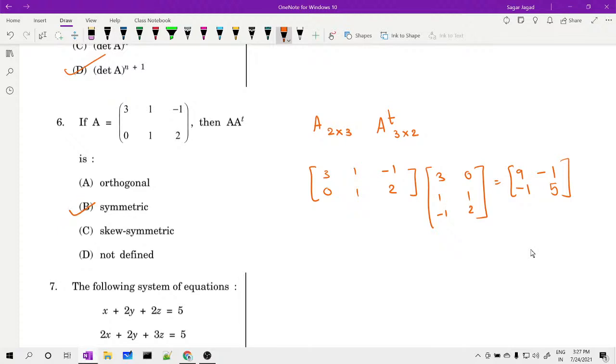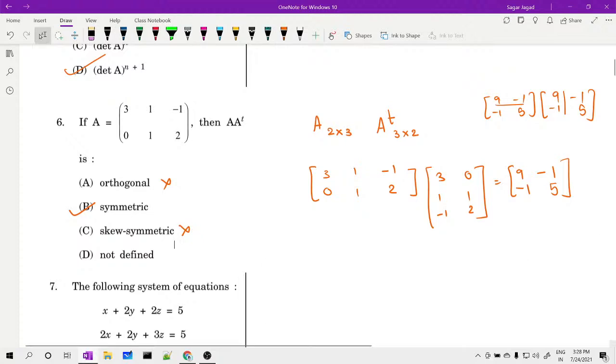Is it an orthogonal matrix? How could I find out whether it is an orthogonal matrix or not? I just need to multiply it with its transpose, right? So this is 9 minus 1 minus 1 5. If I multiply it with the transpose, which is 9 minus 1 minus 1 5, and multiply this with this, it is not coming out to be 1. So it cannot be orthogonal. It is not skew symmetric. It is defined, so it should be symmetric. Okay, it was a simple question.